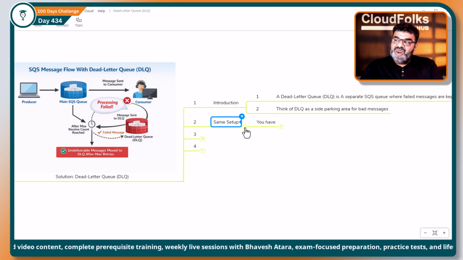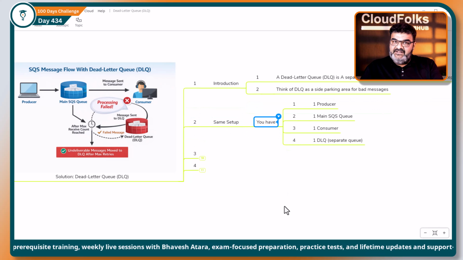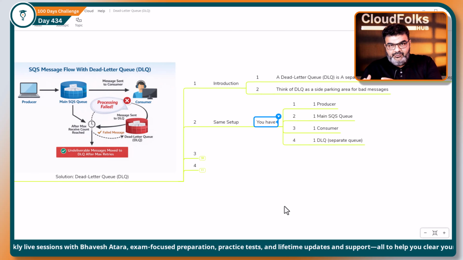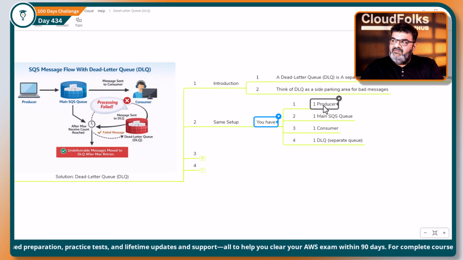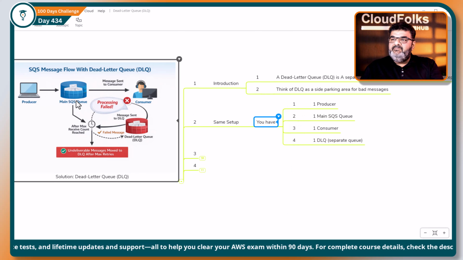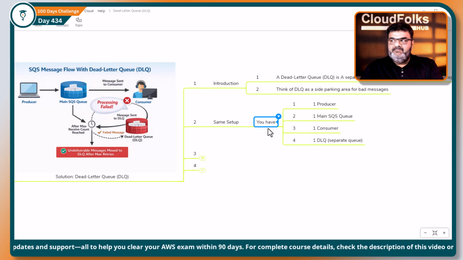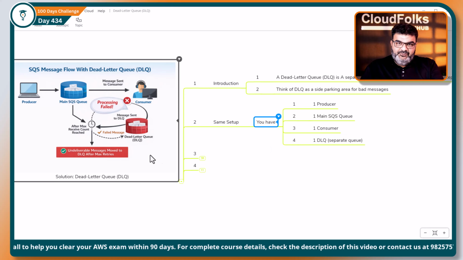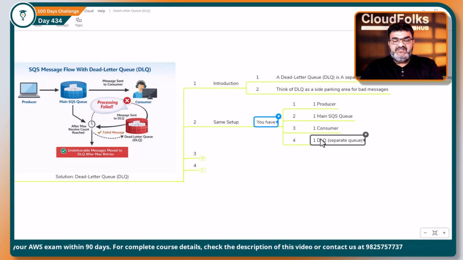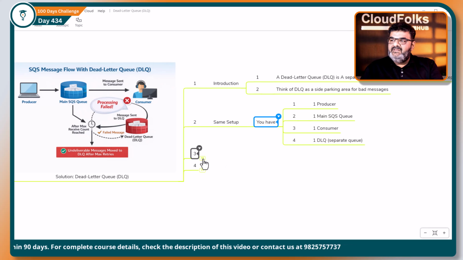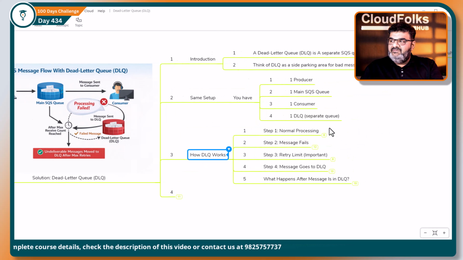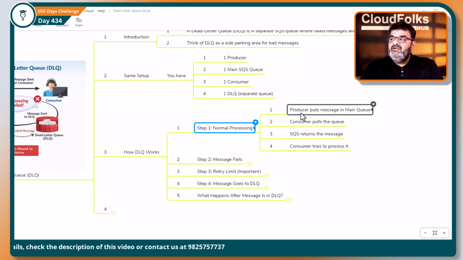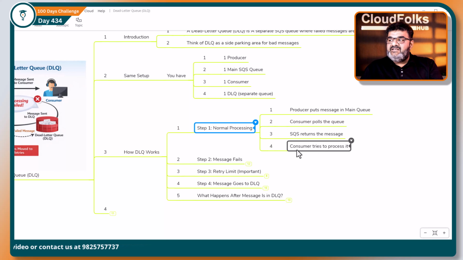Now, let's assume that we have the same setup, but this time we have DLQ. So, how is DLQ going to help us break this infinite loop? We have one producer, the same one main queue, and one consumer. And we have one DLQ, right? So, we have all these same three components, plus we have added one DLQ. Now, how does DLQ work? First of all, let's go with the normal processing. The producer puts a message in the main queue, the consumer polls the queue, SQS returns the message, and the consumer tries to process it. This is our normal process.